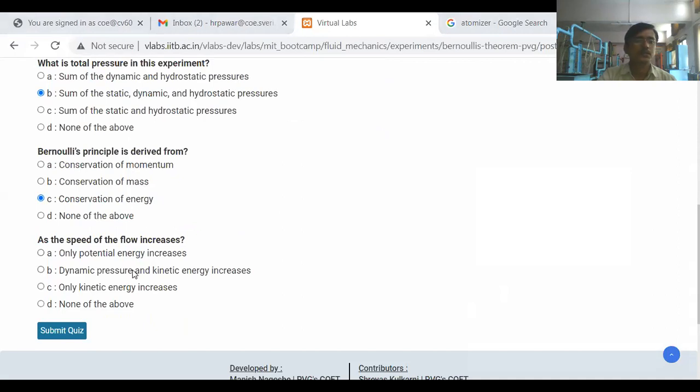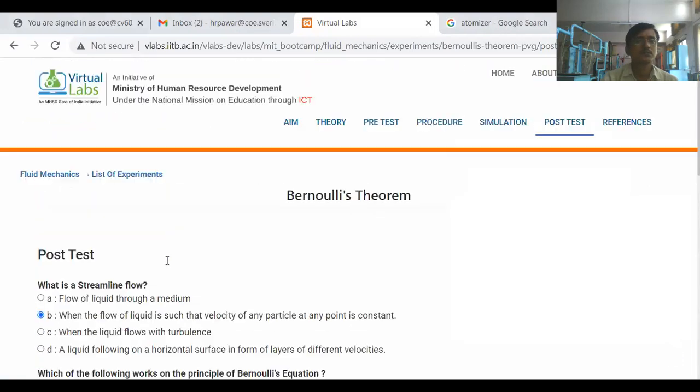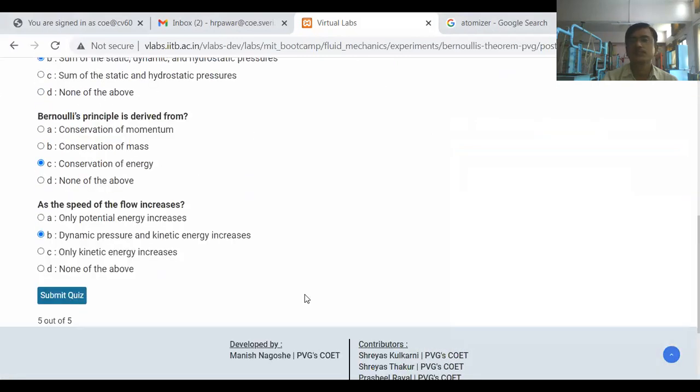At last, as the speed of the flow increases, what increases? Only potential energy increases? No, so this option is not the correct answer. Option B, dynamic pressure and kinetic energy increase. Only kinetic energy increases. Option B. Dynamic pressure. After speed increases, dynamic pressure will increase and kinetic energy will also increase. So option B might be the correct answer. So let us check the options here. So all the answers are correct here.